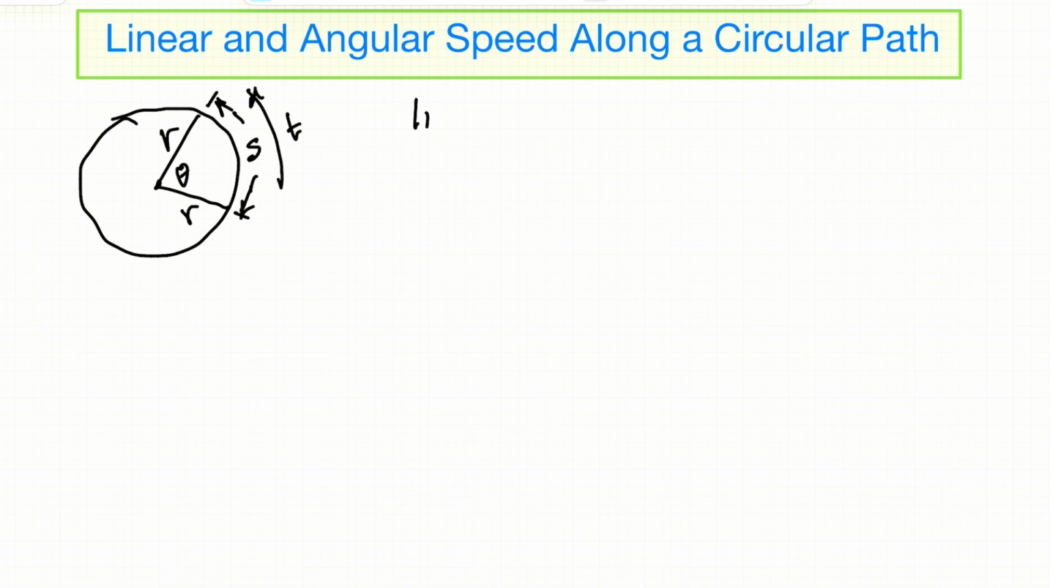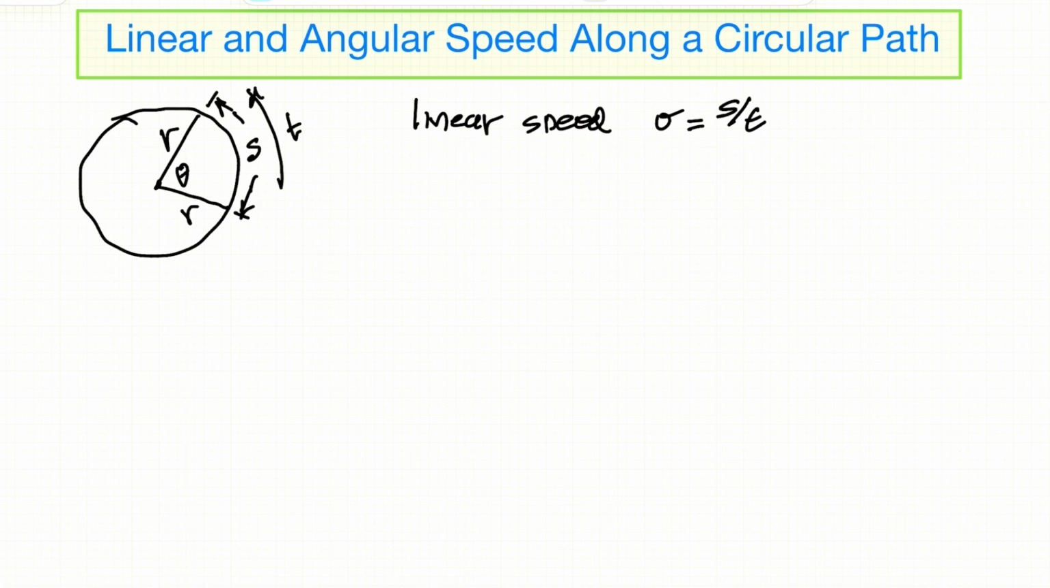Now we can define the linear speed. This would be like the edge of the wheel. V is equal to s over t. That's just distance divided by time. We've seen this in other physics examples. So the speed is just the distance traveled divided by the time. Now that's the linear speed. That's on the edge of the wheel.